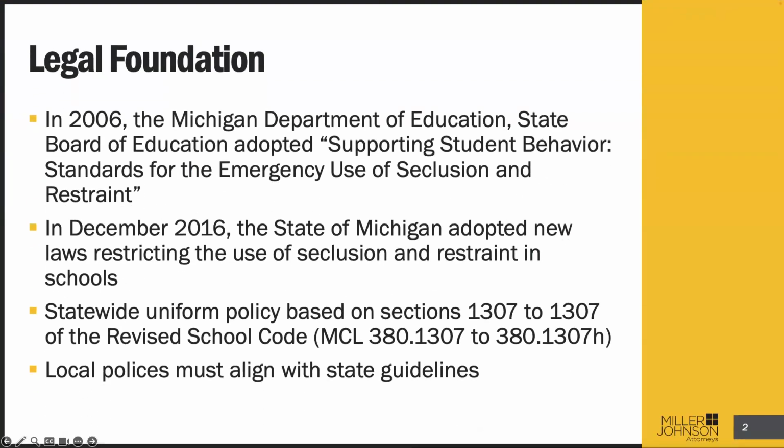First, we're going to think about the legal foundations, and the concept of prohibitions on seclusion and restraint have been in place for some time now. In the early 2000s, the Michigan Department of Education State Board of Education adopted guidance on supporting student behavior that talked about the use of seclusion and restraint. That guidance was codified into law by the state of Michigan in 2016 when they adopted new laws restricting the use of seclusion and restraint in schools.